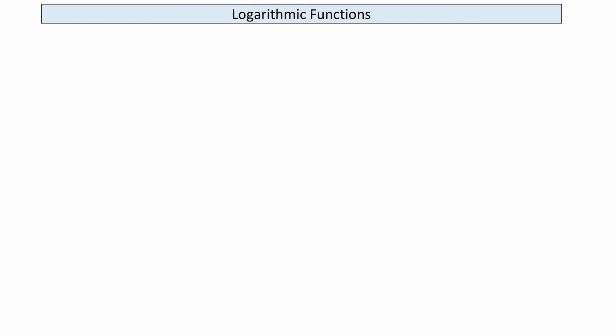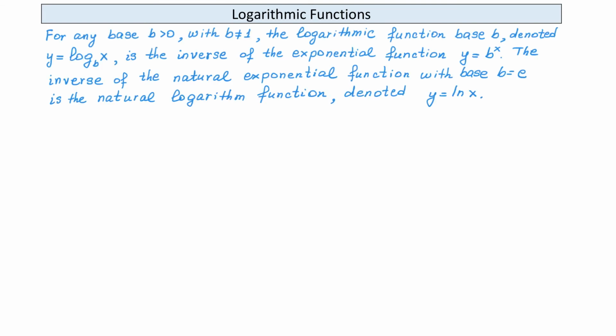Next, we will talk about logarithmic functions. So let's see the definition of a logarithmic function with base b. For any base b greater than 0 with b not equal to 1, the logarithmic function base b, denoted by y equals log base b of x, is the inverse of the exponential function y equals b to the power of x. The inverse of the natural exponential function with base b equal e is the natural logarithm function denoted by y equals natural logarithm of x.